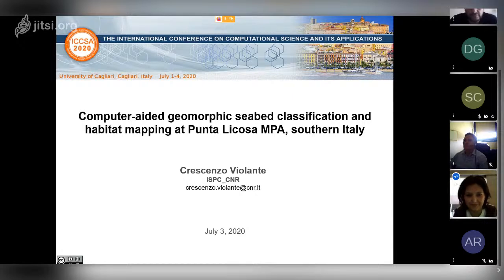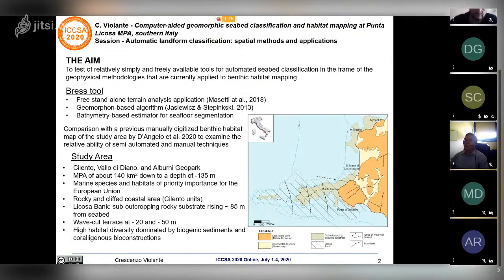So, this presentation is about seabed classification for habitat mapping at Punta Licosa, which is in southern Italy, and it is done for testing these computer-aided methods. So let's see the aim. The main aim of the paper was to test relatively simple and freely available tools, mainly available online, that are dedicated to automated seabed classification, and these are specific tools designed to classify marine areas in the frame of the geophysical methodologies that are currently used.